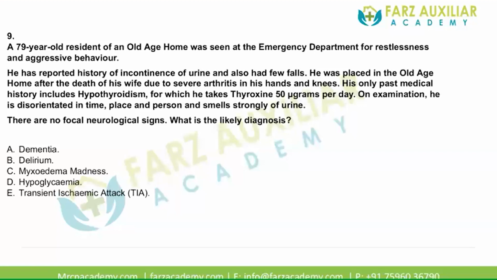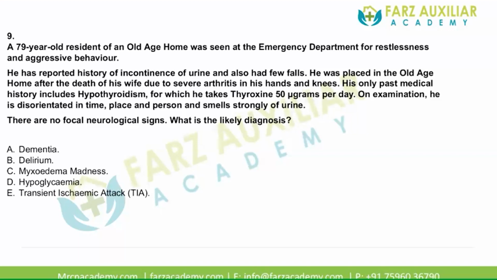A 79-year-old resident of an old age home was seen at the emergency for restlessness and aggressive behavior. He has a reported history of incontinence of urine and also has had a few falls. He was placed in the old age home after the death of his wife due to severe arthritis in his hands and knees. His only past medical history includes hypothyroidism, for which he takes thyroxine 50 micrograms per day. He is disoriented in time, place, and person and smells strongly of urine. There are no focal neurological signs. What is the most likely diagnosis?